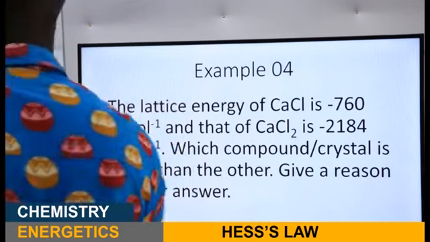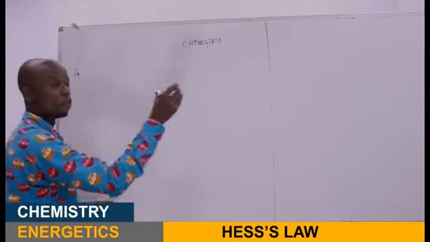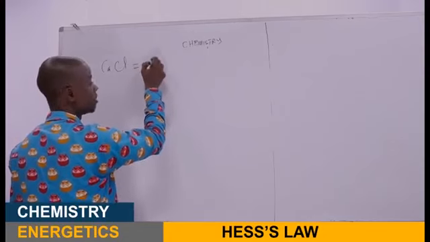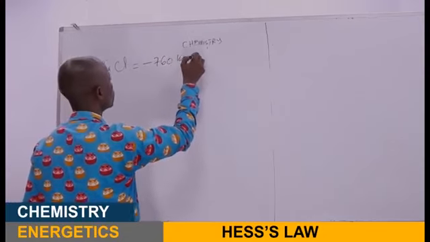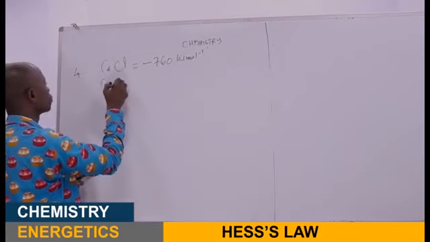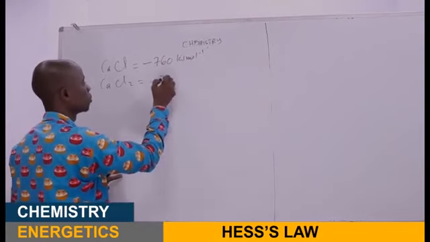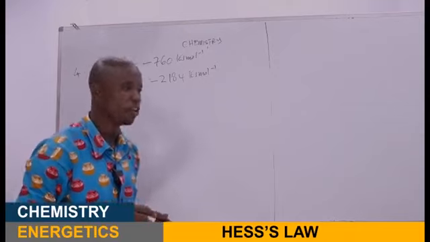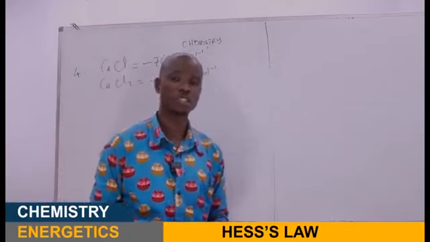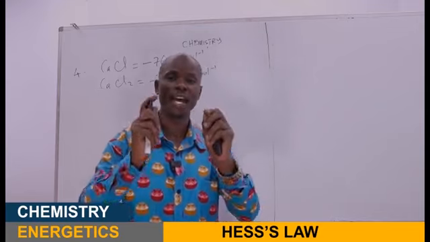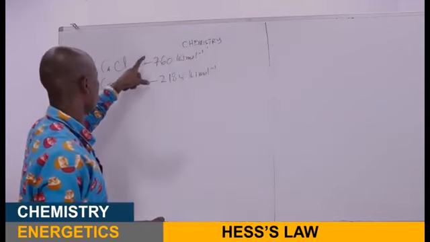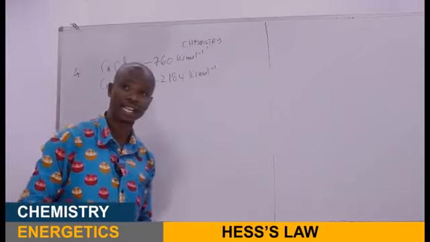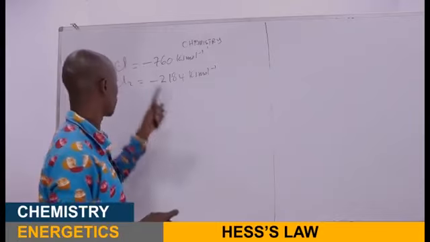When you are given the compounds, in this example 4, you are given calcium 1 chloride. The enthalpy is negative 760 kilojoules per mole. The second one, calcium 2 chloride, is negative 2,184 kilojoules per mole. When you are given these questions, you have to compare the energies which are given out, because the process of forming these compounds is purely exothermic, because their values are given in negative. The enthalpy changes are negative, so they are exothermic.